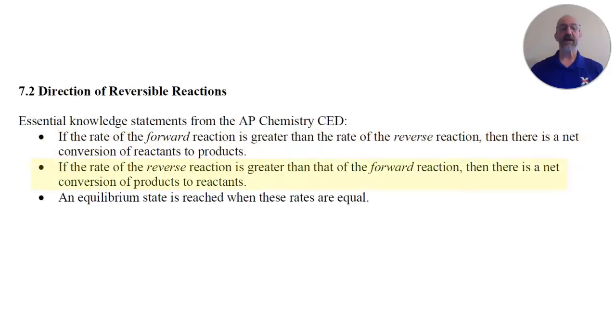On the other hand, if the rate of the reverse reaction is greater than that of the forward reaction, then there is a net conversion of products to reactants, or you could say a net conversion from right to left. And then an equilibrium state is reached when the rate of the forward reaction is equal to the rate of the reverse reaction. All right, now let's move on to the practice for topic 7.2.